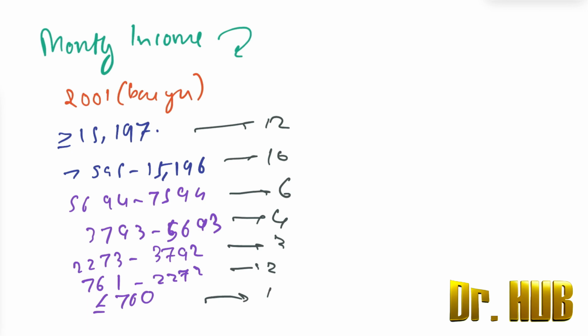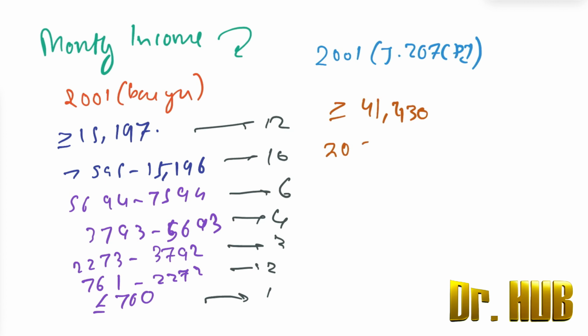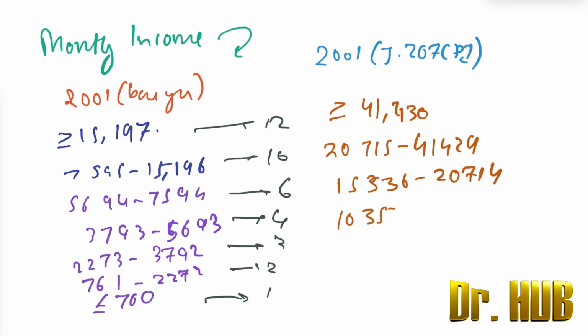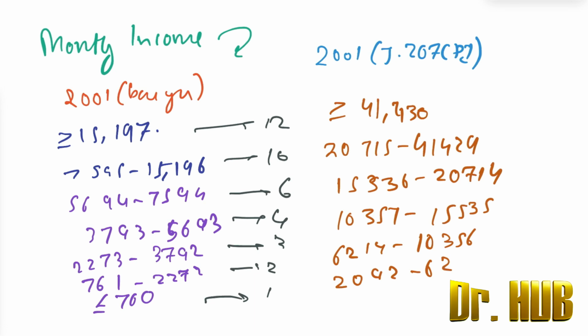Then in January 2017 CPI, it includes greater than 41,430; then 20,715 to 41,429; then 15,536 to 20,714; then 10,357 to 15,535; then 6,214 to 10,356; then 2,092 to 6,213; and less than 2,091.